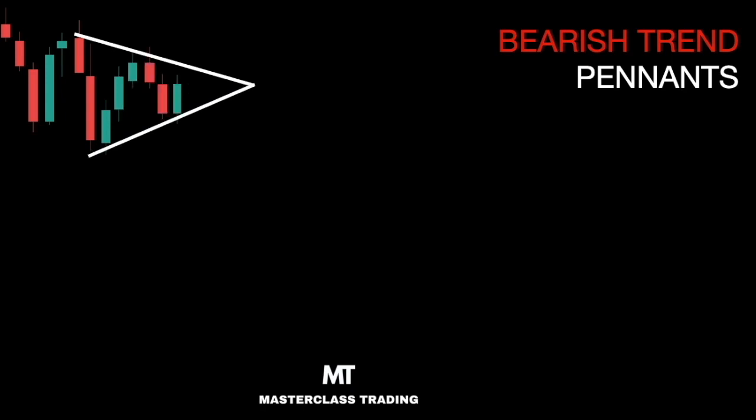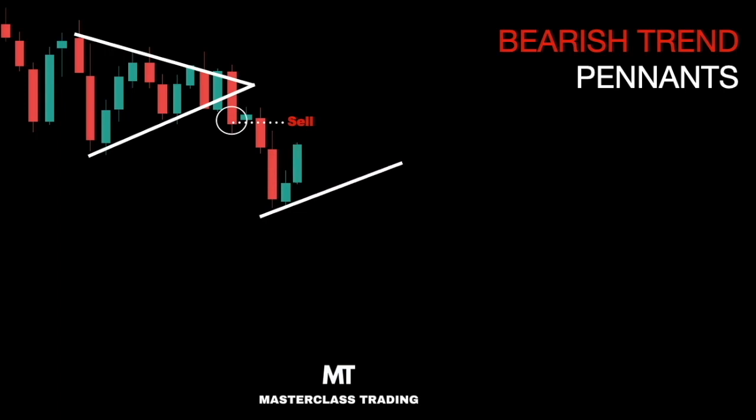The pennant is very similar to a flag pattern, but instead of being a diagonal rectangle, it is formed like a symmetrical triangle. The retracement is not linear, but instead, price is trapped between the symmetrical triangle, with lower highs and higher lows, that squeeze together until price breaks out.